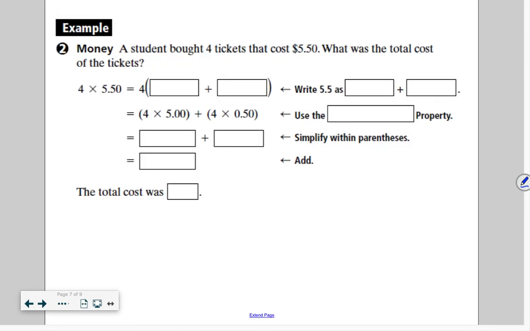Okay, so let's do a story problem. A student bought 4 tickets that cost $5.50. What was the total cost of the tickets? So notice we're multiplying 4 tickets times $5.50. If we took $5.50 apart, we would call it what plus what? $5 plus 50 cents. What property are we using when we multiply the 4 times the 5 and the 4 times 50 cents? We're using the distributive property.